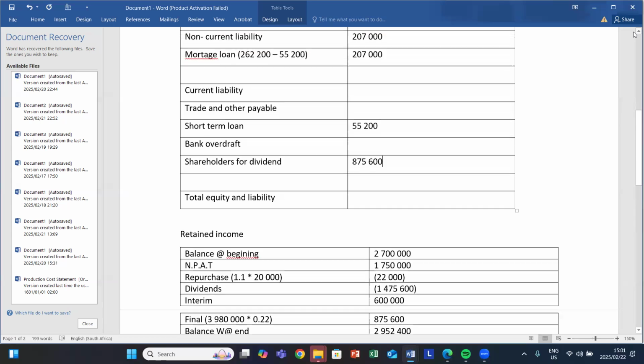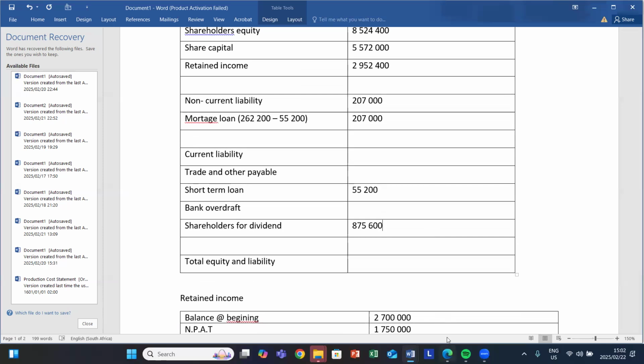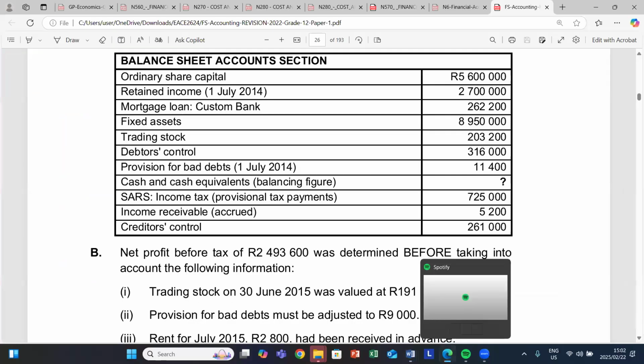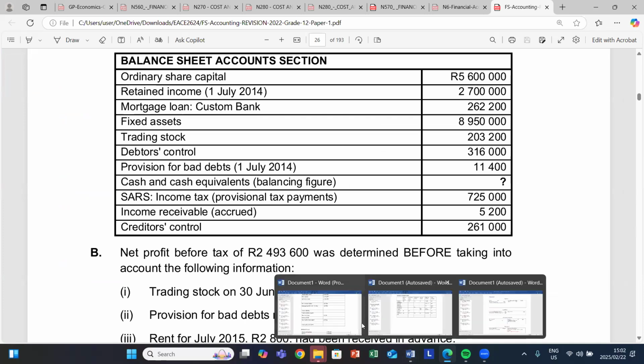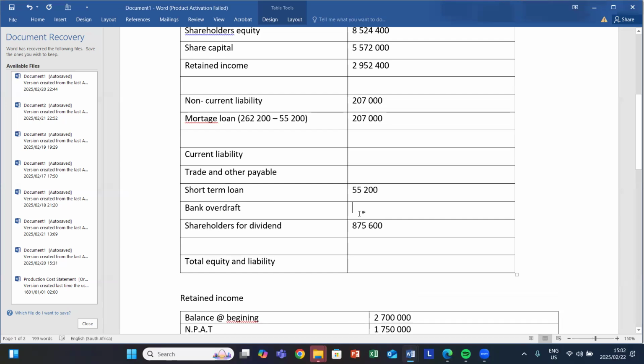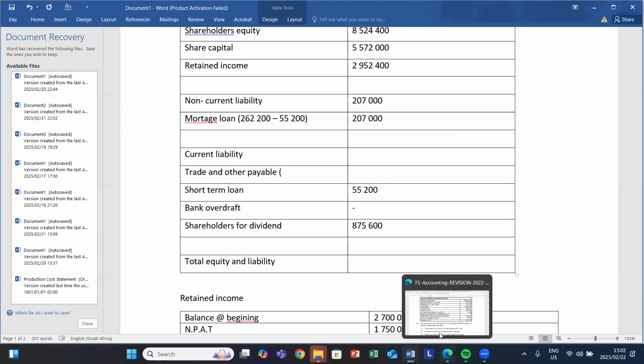And then, do we have bank overdraft? No, we don't have bank overdraft. Let's check our trial balance to see whether we have bank overdraft. Are you still following? Yes, I am. So we don't have bank overdraft, so bank overdraft will be dash. We'll have to do our trade and other payables.